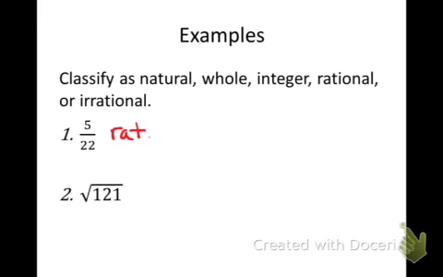To do number 2, the square root of 121, you need to simplify it first. Well, I hope we know that that is 11. So is 11 a natural number? Yes. Is it a whole number? Yes. Is it an integer? Yes. And is it a rational number? Yes, it can be written as a fraction if you write 11 over 1. So it would be all of those. So when you're doing your work today, make sure you put down all possible things that it could be.